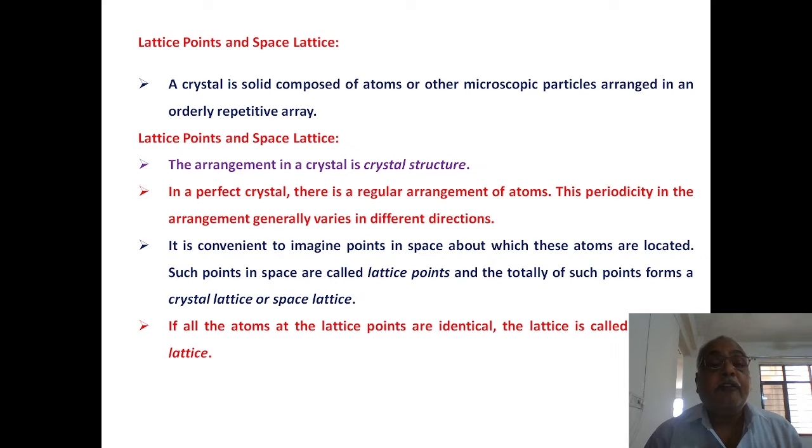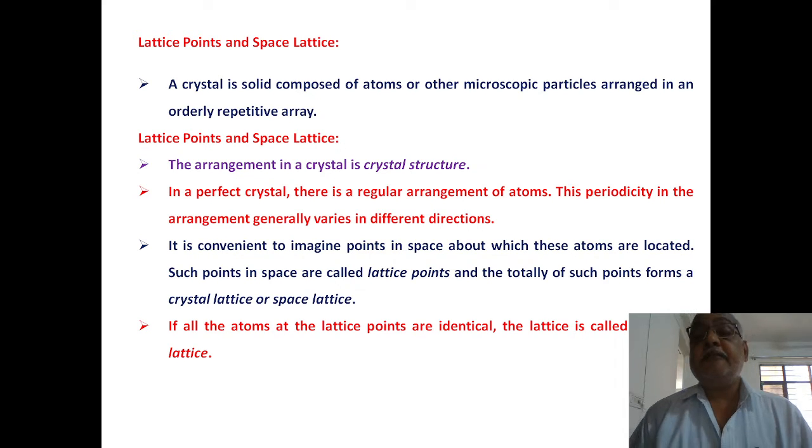Today I am going to talk about lattice point and space lattice. A crystal is a solid composed of atoms or other microscopic particles arranged in an ordinary lattice array. The arrangement in a crystal is the crystal structure. In a perfect crystal, there is a regular arrangement of atoms. This periodicity in the arrangement generally varies in different directions.